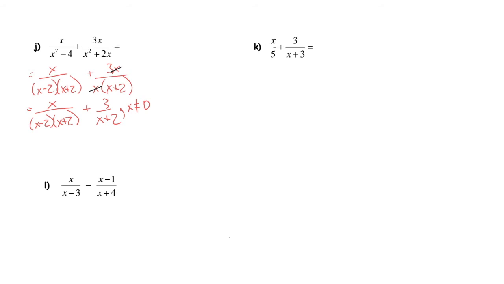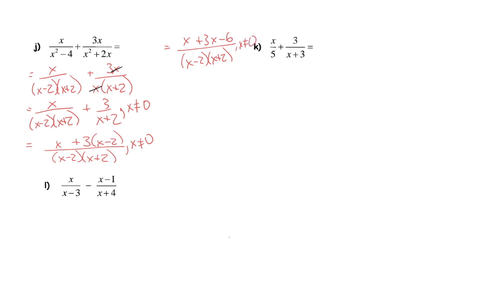Now I'm going to get that common denominator. I'm going to get that by multiplying that second term by x minus 2, numerator and denominator. And bear in mind that x still can't equal 0. And so this is going to get me x plus 3x minus 6 when you distribute that through, over x minus 2, x plus 2. X can't be equal to 0. And then finally, putting that all together, we get 4x minus 6 over x minus 2, x plus 2.